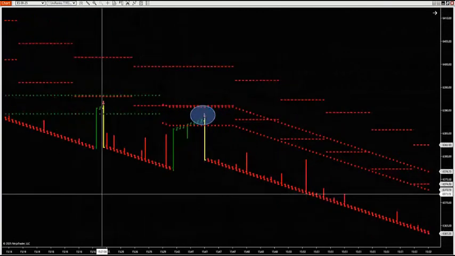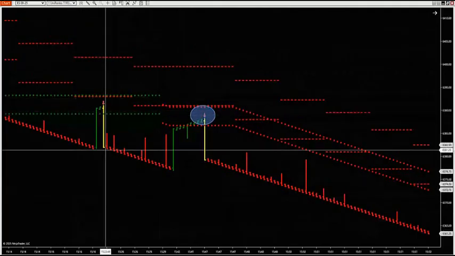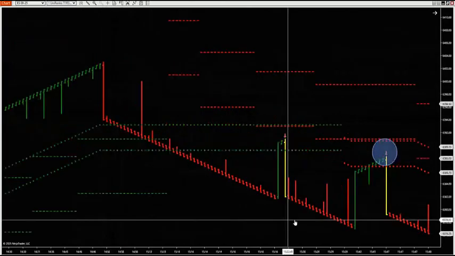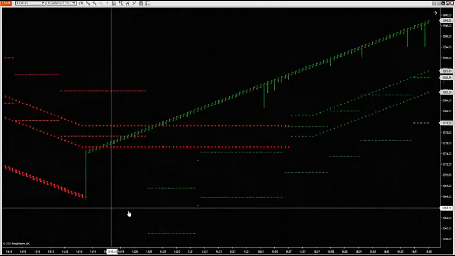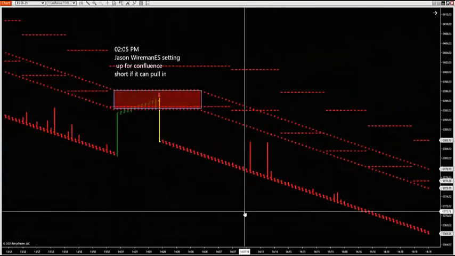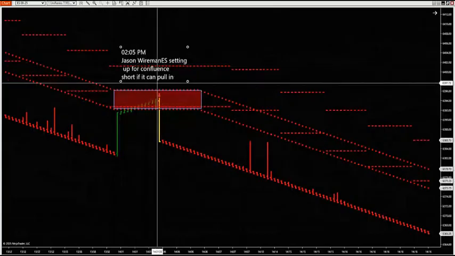And then the one before that, it got inside of my 30-year back tested zone, reversed, and this started the move. This is at 82 down to 76 3/4. So then earlier in the session, if we look at what happened, I typed this in the room. I said 205 ES setting up for confluence short if you can pull in.